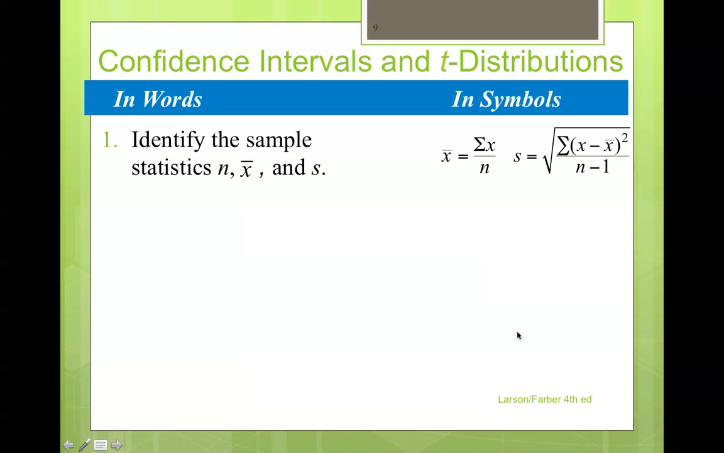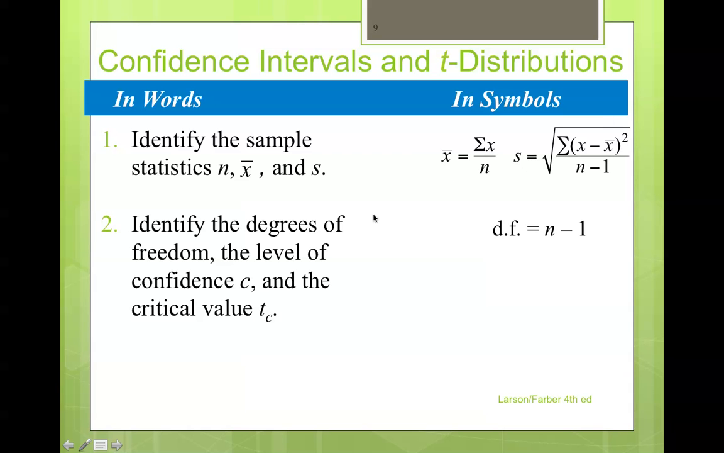So in words, first we need to identify the sample statistics: n, x bar, and s. As I covered previously, you can use AVERAGE to find the mean, and you can use STDEV.S in Excel to find the standard deviation. Then we need to identify the degrees of freedom, the level of confidence, and tc, the critical value. The degrees of freedom is n minus 1, the level of confidence would be 0.whatever it is, and the critical value, using Excel, is t.inv.2t, plugging in alpha, comma, degrees of freedom.